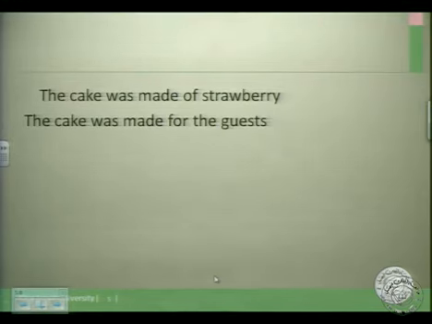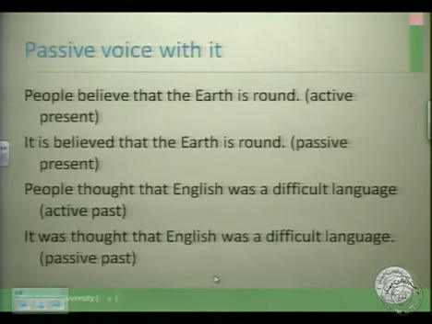You can say it, and it's correct, but sometimes what I want to say is that it's not necessary that we use the "by" phrase and write who did the action. It's not necessary.